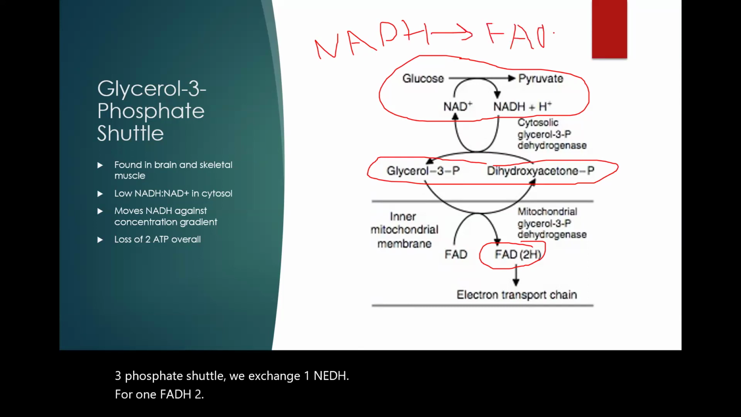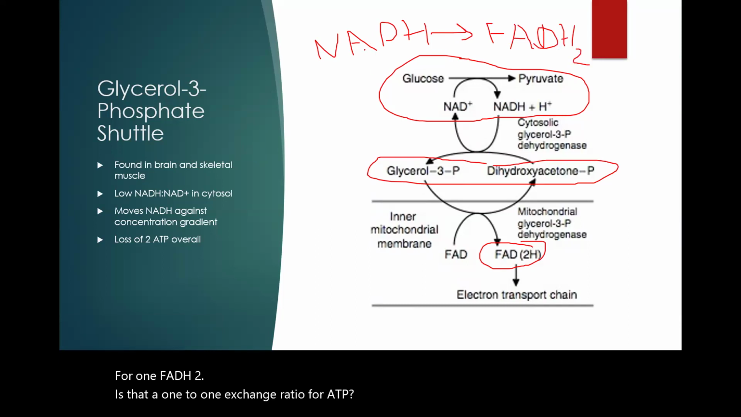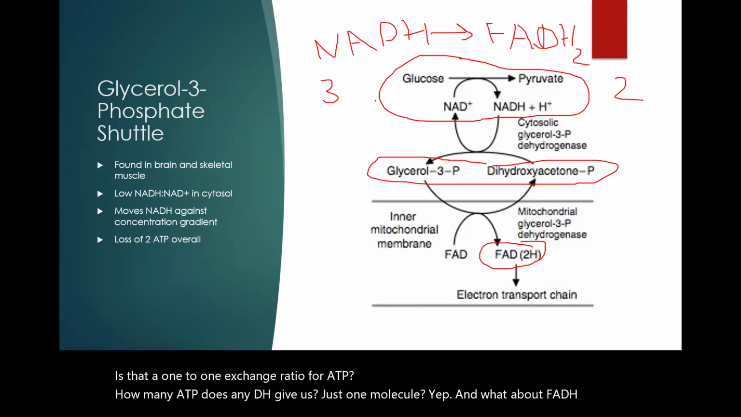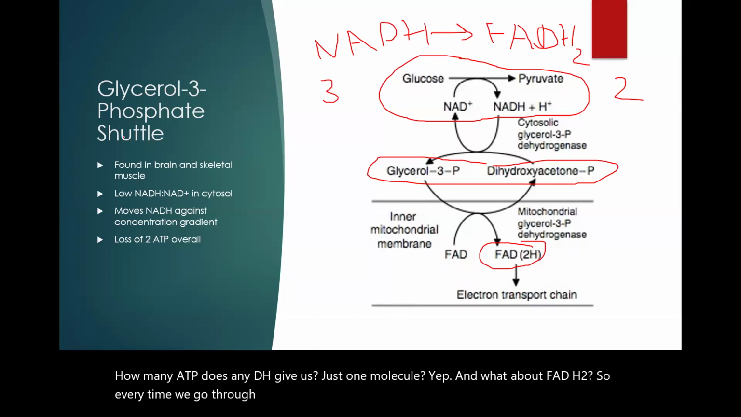Is that a 1-to-1 exchange ratio for ATP? How many ATP does NADH give us? Just 1 molecule. Yep, and what about FADH2? So every time we go through the glycerol 3-phosphate shuttle, we minus 1 ATP overall, because we convert 1 NADH to 1 FADH2.